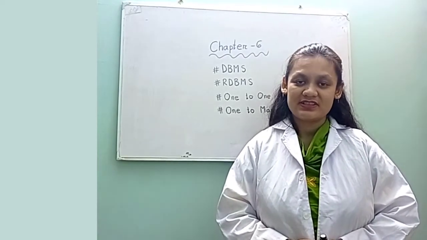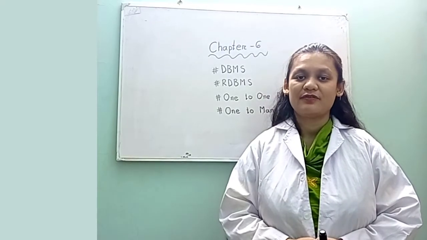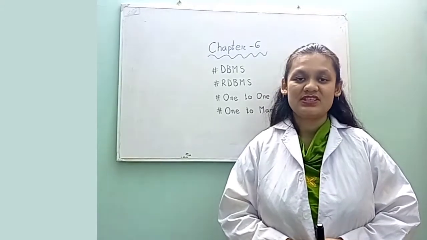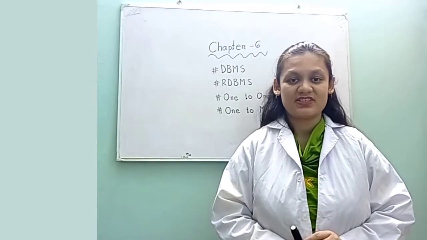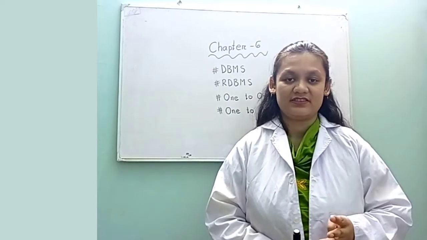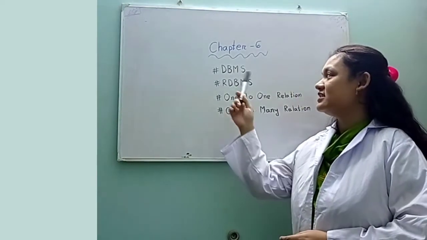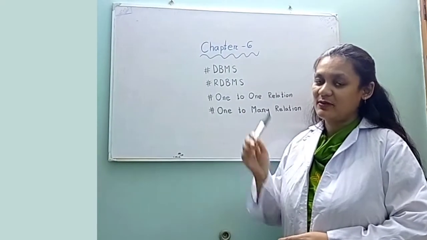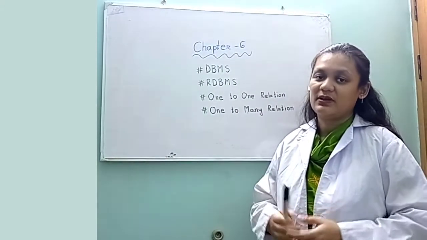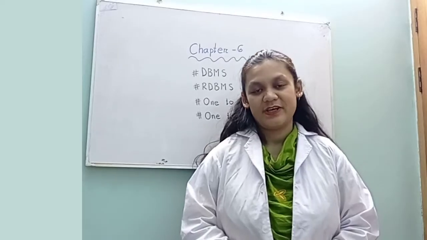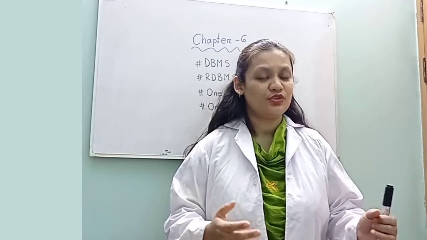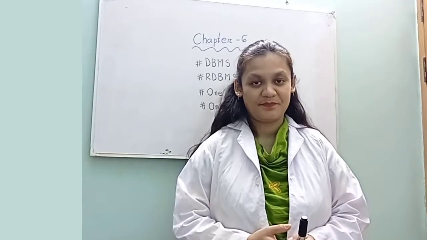Today I will describe a topic from chapter 6, which is database management system. In today's lecture I will cover 4 things. First one is what is DBMS, what is RDBMS, and relationship, that means one-to-one and one-to-many. Okay, so first of all we should know what is DBMS.